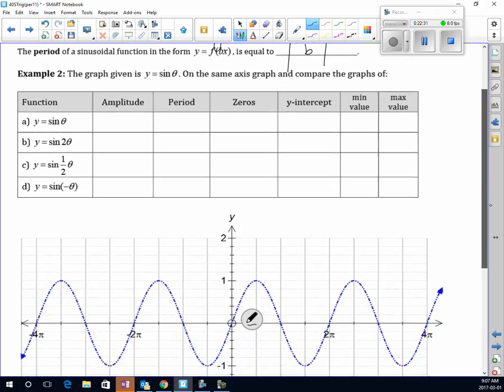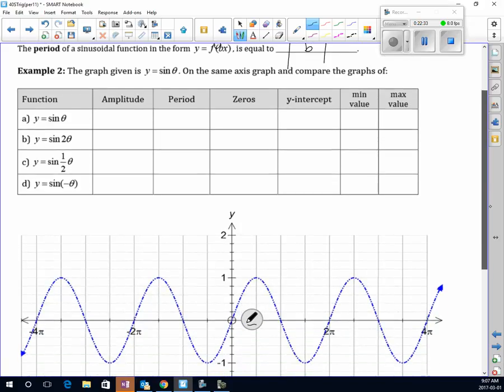Okay, so here is my sine graph. We're going to do the same thing on a graphing calculator. We're going to graph y equals sine theta and y equals sine of 2 theta.